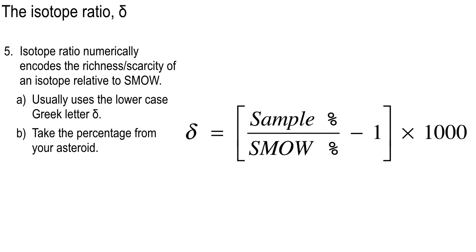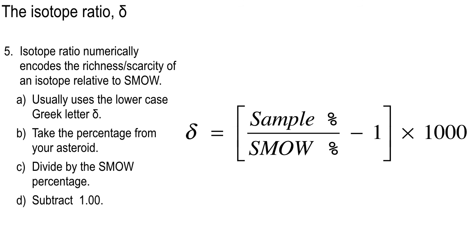So you take the percentage, as I said, from your asteroid or whatever you're looking at, a little piece of stardust from the Stardust mission. You divide that by the SMOW percentage, or you go in parts per million and divide that by SMOW parts per million, either way. And then you subtract one. Now, if you divide SMOW by SMOW, if your sample comes in exactly on the money, same as SMOW, you're going to have SMOW divided by SMOW in the first term there. That's one. Then one minus one is zero.